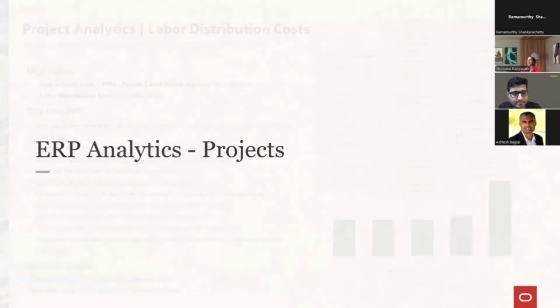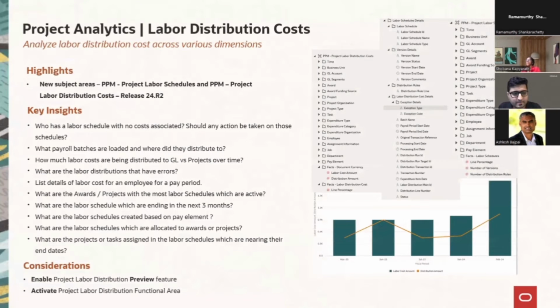Moving on to the project analytics, like Ash mentioned, we have introduced two new subject areas, project labor schedules and project labor distribution costs. This is a preview feature, and you will need to enable the project labor distribution preview feature and activate the functional area. So for customers who use this feature of labor distribution cost in PPM to distribute the payroll cost, be it from Oracle payroll or external, and distribute the cost to projects or awards, this is going to be an important subject area that you can use.